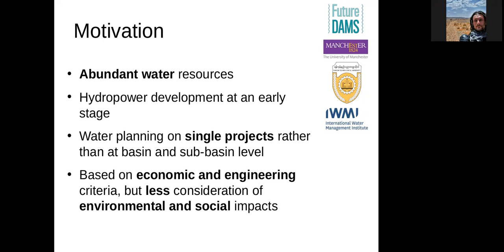Traditionally, hydropower plants are planned and designed considering only single sites rather than multiple sites at a basin and sub-basin level. They don't consider interactions between different sites, and that results usually in suboptimal solutions. They also consider predominantly economic and engineering criteria, but forget about environmental and social impacts.